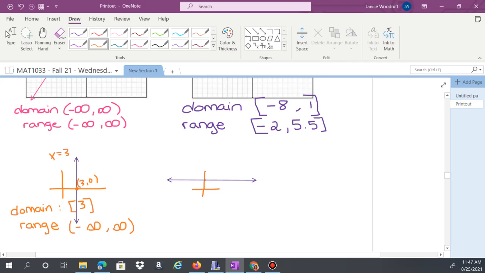Now let's say this is the graph y equals 3. So it goes through the point 0, 3. In this case, the domain left to right, we're going off the graph in either direction. So the domain is negative infinity to infinity. Now our range is a single value. So you'll get a single value with either a horizontal or a vertical line for the domain or range.